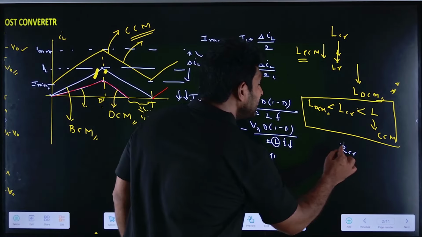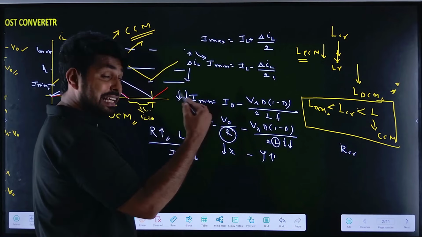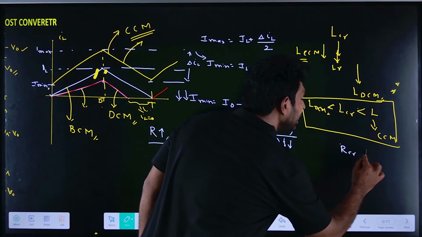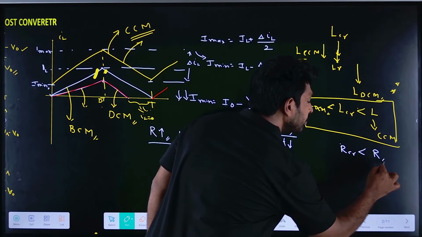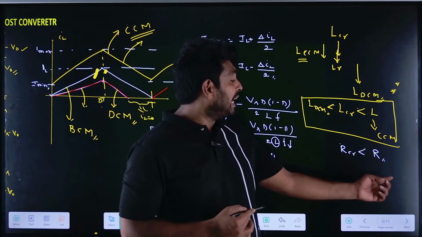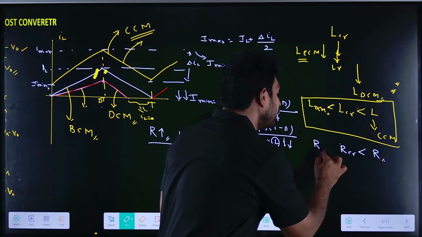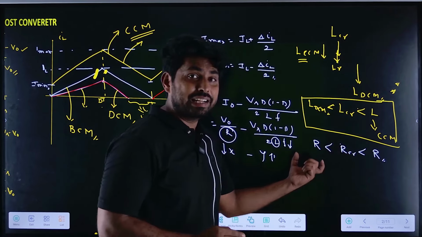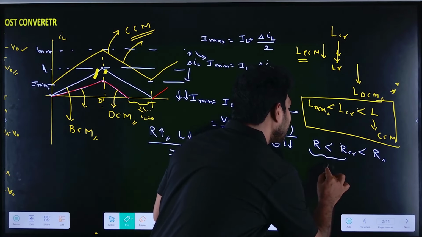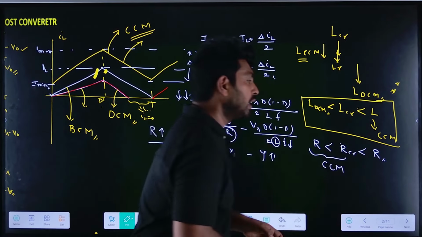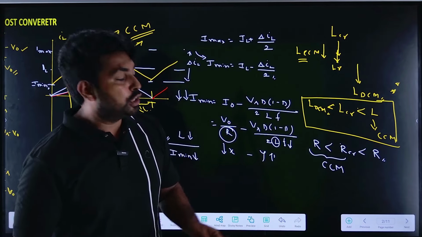So if I increase the R value, that is, R is greater than R critical. If R is less than the R critical value, it is operating in the continuous conduction mode.